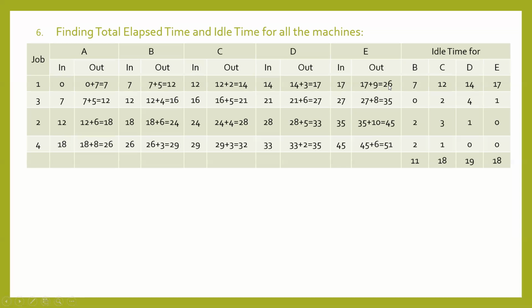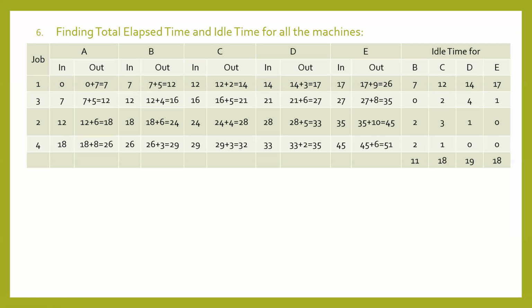And similarly here, between 27 and 26, 27 is the maximum. So in for E, for job number 3, will be 27. And the difference between these two is 1. So 1 hour will be the idle time for E. Similarly, you go ahead and do the calculation for the rest of the 2 jobs.